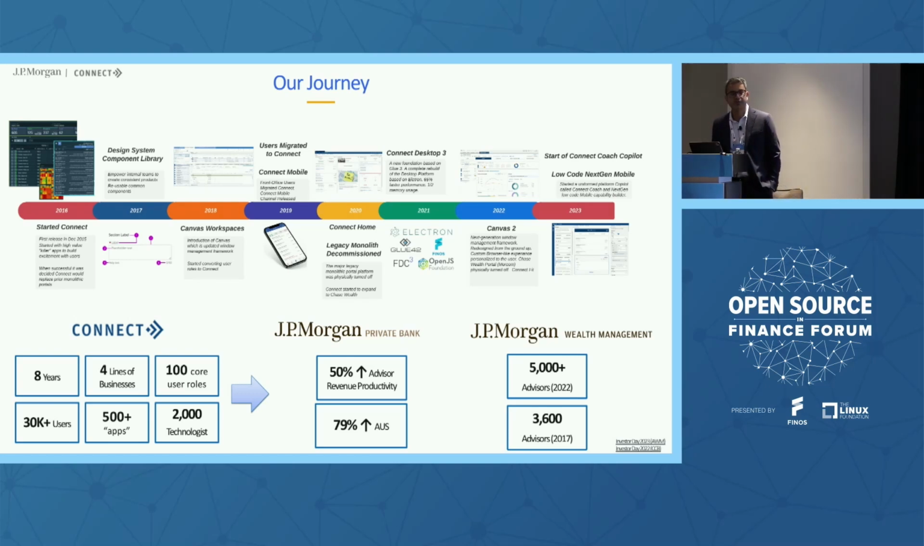During this period was a great period of growth within the private bank. Just a few statistics that I pulled out. We had a 50% increase in advisor revenue productivity, so that's the amount of revenue per advisor. We had almost an 80% increase in assets under supervision. And we also grew new businesses. So there's something now called JPMorgan Wealth Management. It's the advisors that are in the Chase branches, as well as other advisor services that are available.